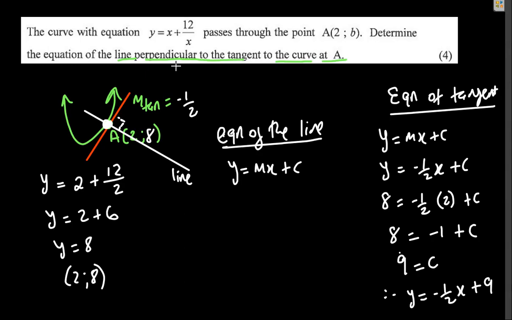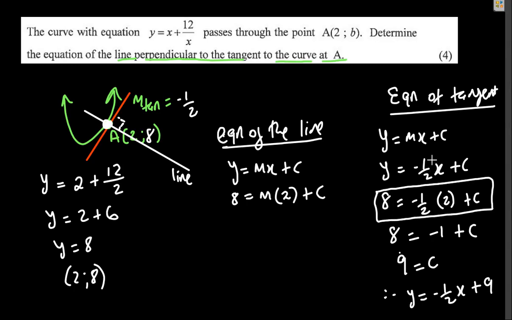they said that line is perpendicular to the tangent to the curve at A. So it means this line will be sharing the same point as the tangent. So this point also is on the line. So I can also substitute y as 8 and x as 2 to get c, just like I did here. But when I did this one here, I already knew the gradient of the tangent. The question is, what is the gradient of the line?